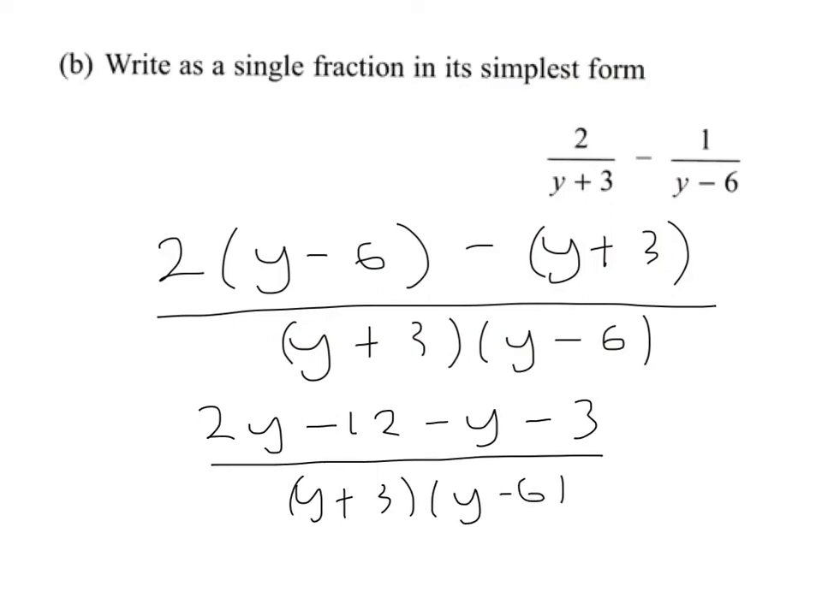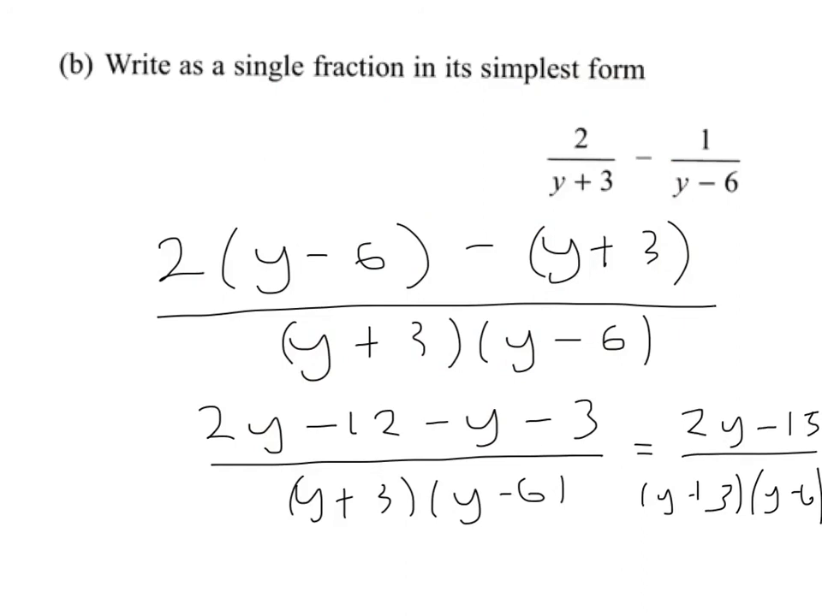So tidying up the top, we've got 2y minus y, that gives me 2y. Minus 12 minus 3 gives me minus 15. And again, we don't have to do anything to the bottom other than write it as it had been written before. So I've now written out a single fraction in its simplest form.